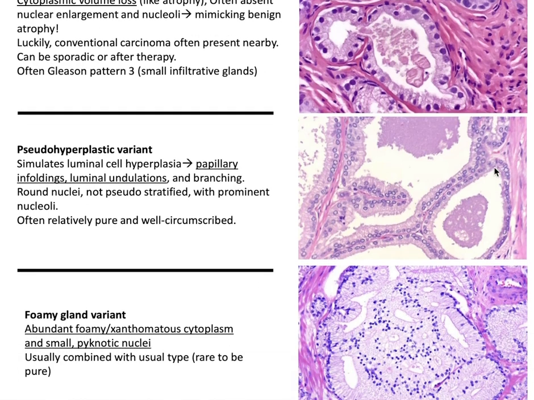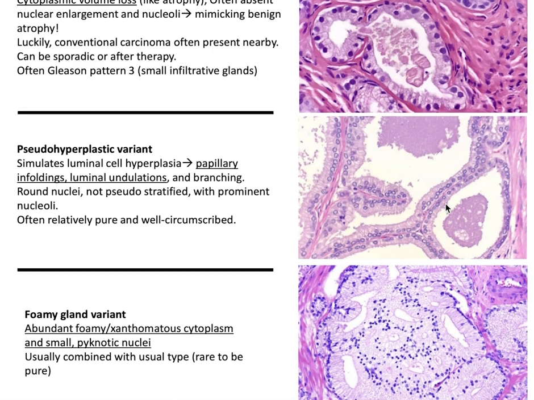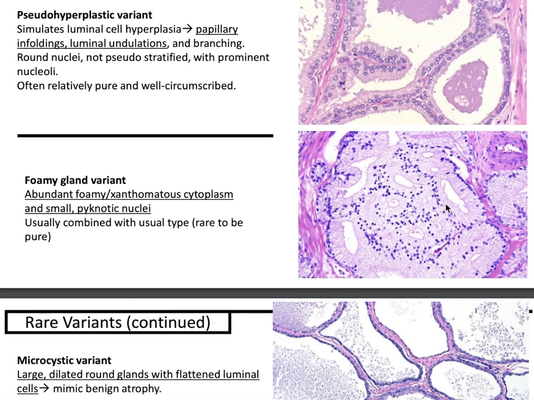You can have the pseudohyperplastic variant, which simulates luminal cell hyperplasia with papillary infoldings, luminal undulations, and branching. You'll have round nuclei, not pseudostratified, with prominent nucleoli, and it's often relatively pure and well circumscribed. Foamy gland variant: you'll have abundant foamy xanthomatous cytoplasm and small pyknotic nuclei that can mimic Cowper's glands. It's usually combined with the usual type.